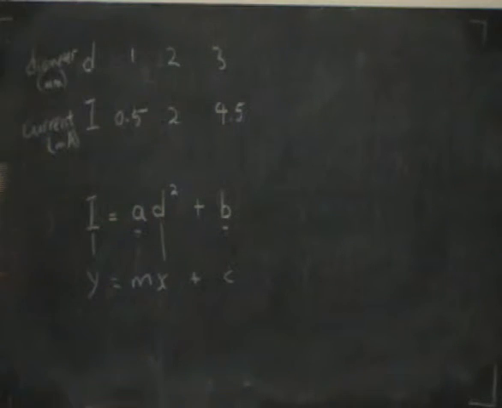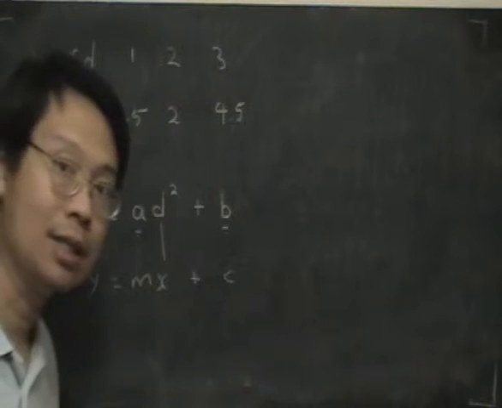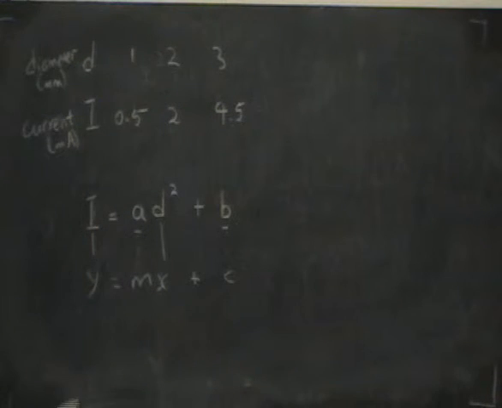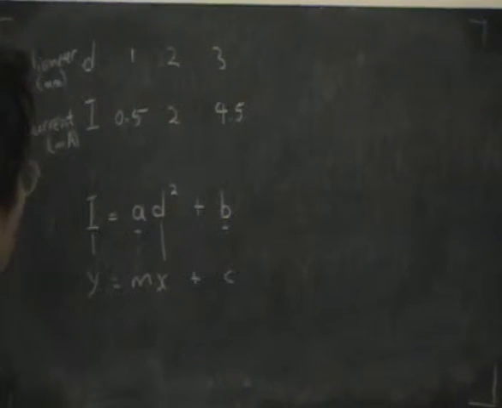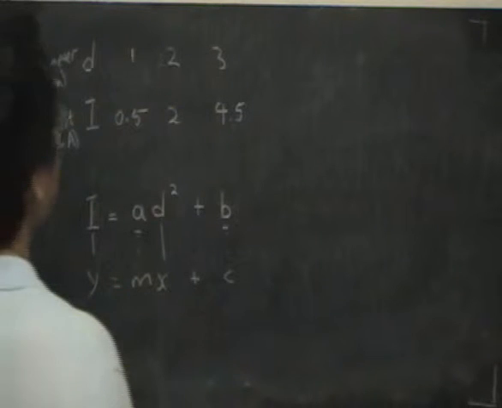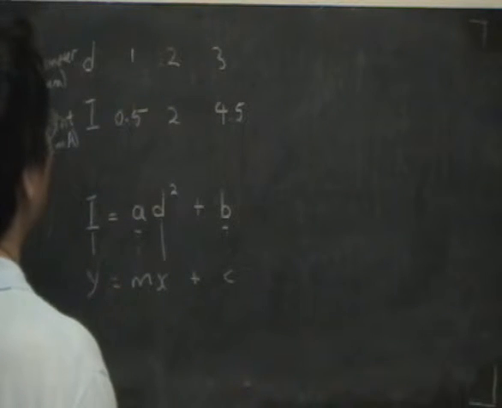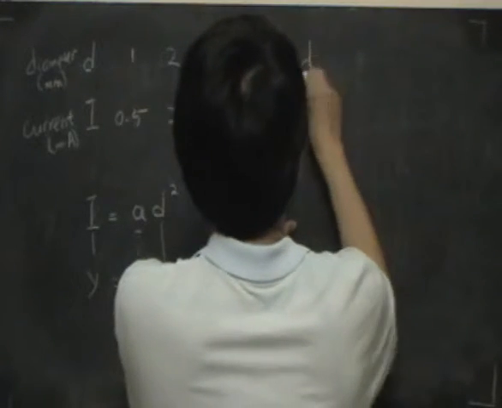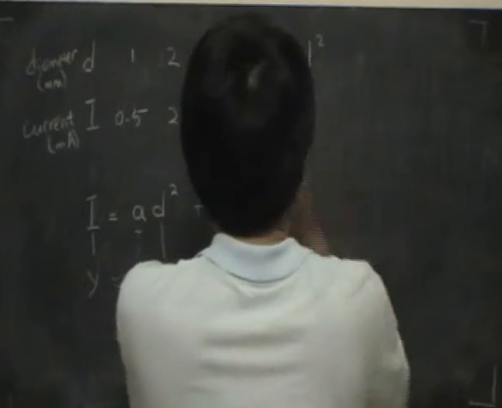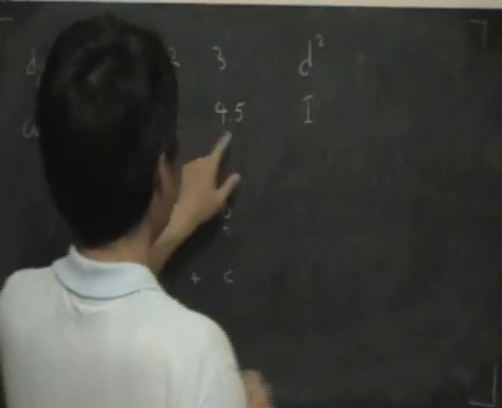So let's try it. Let's plot I against d squared. Now before we do that, we need to make a row of numbers for d squared, because we don't have d squared here. So let me just write it out here again, d squared and I. Okay, I is 0, 0.5, 2 and 4.5.